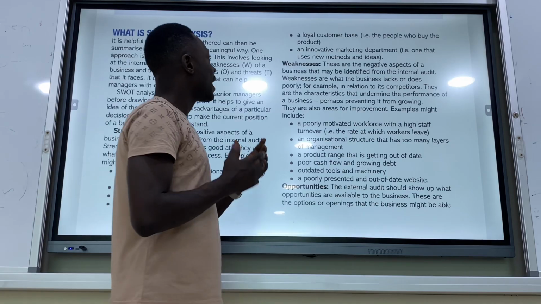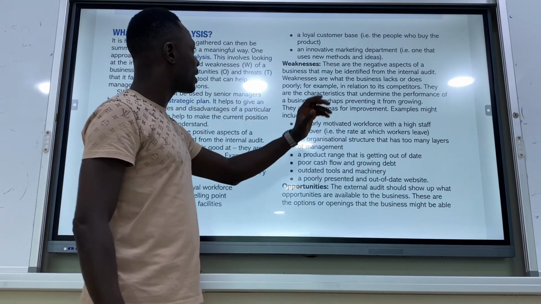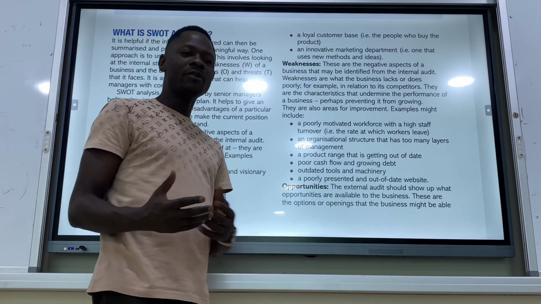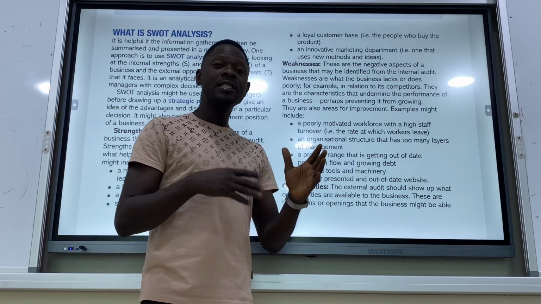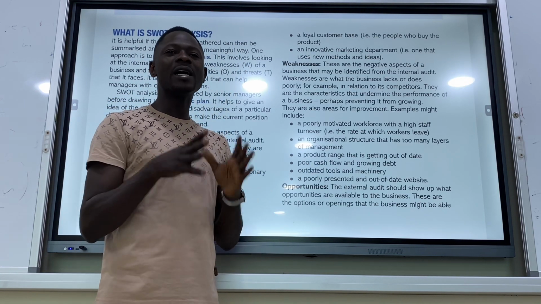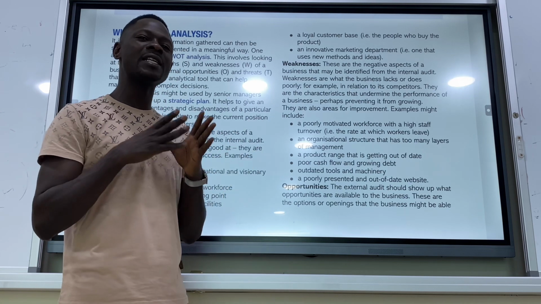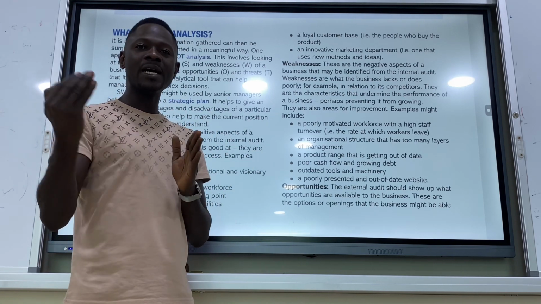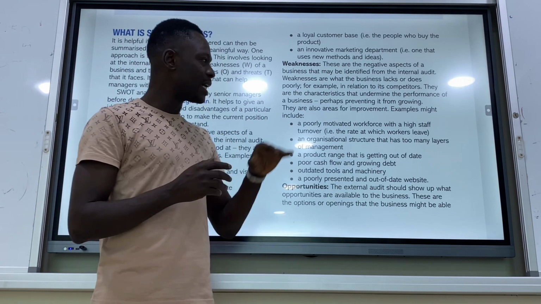And the last one, an innovative marketing department. In essence, one that uses new methods and ideas. You have a marketing department that comes up with different new ways of doing things. So these are internal strengths. These are examples of internal strengths which can be gathered through the internal audits. So these are the strengths of a business.